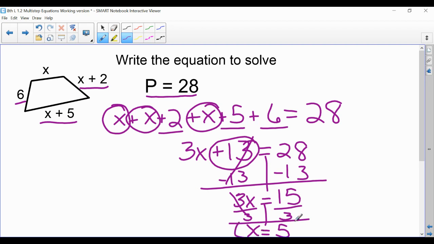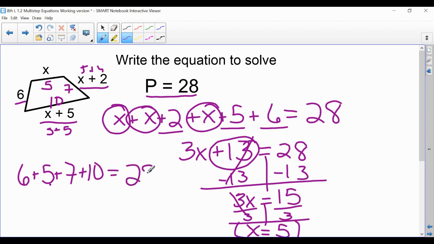So if I take that 5 and plug that back in, I have 5 plus 5, so this side is actually 10. This is 5, and then I have 5 plus 2 is 7. So I can add all of these up. So we have 6 plus 5 plus 7 plus 10. 6 plus 5 is 11, plus 7 is 18, plus 10 is 28. So I know that my answer checks.